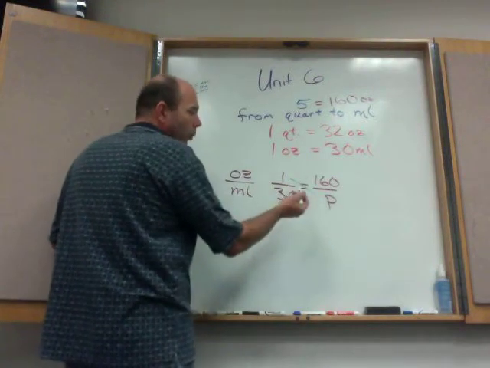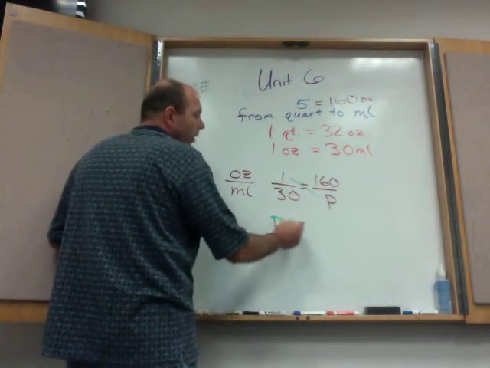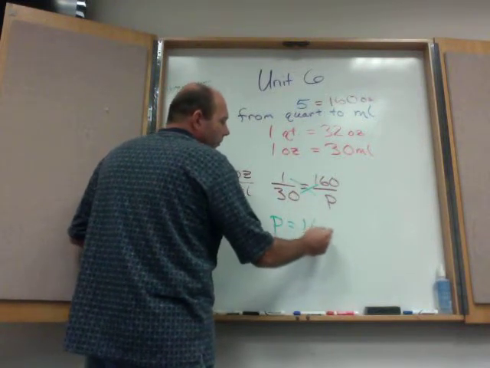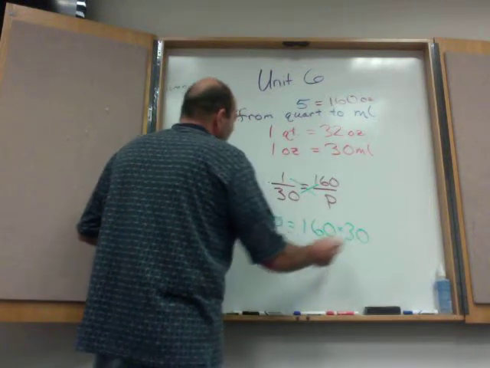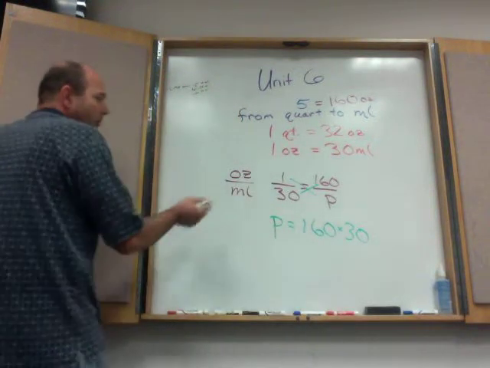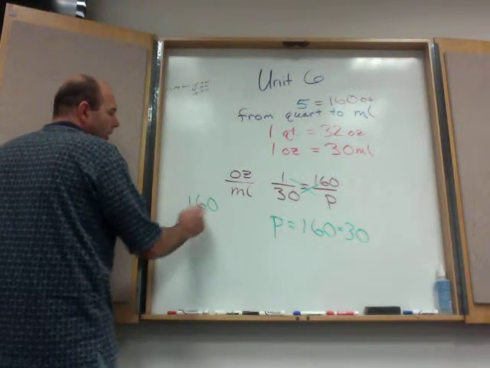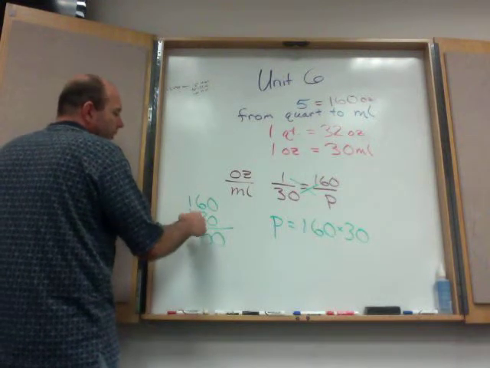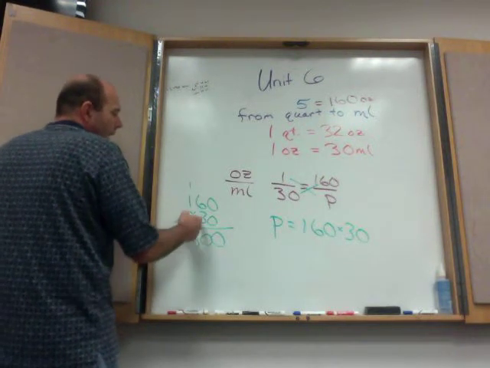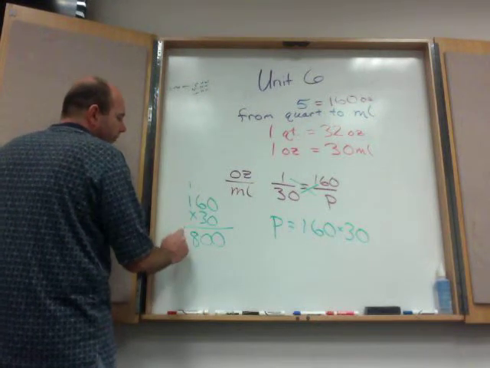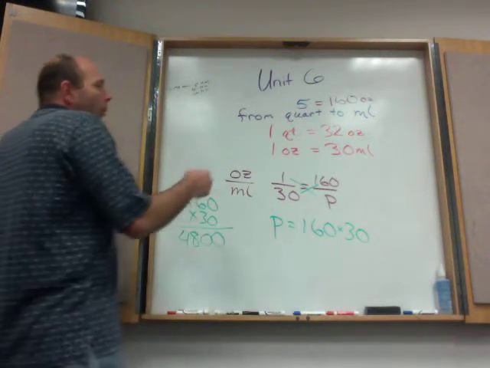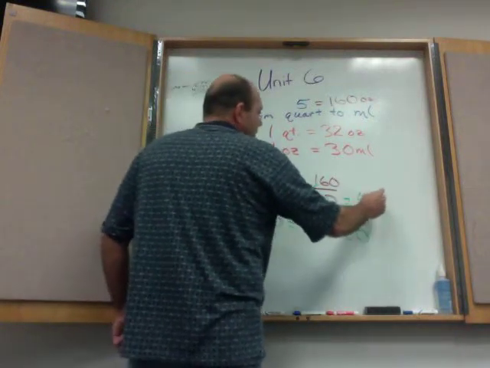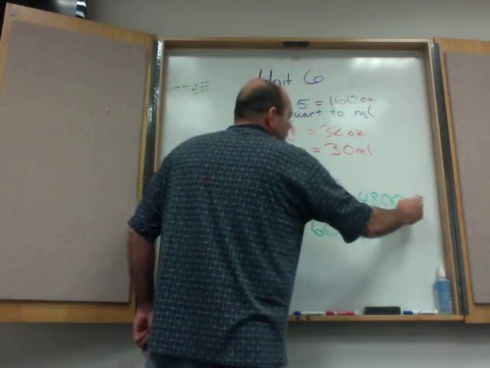So 1 times P, or 1P, is just P. 160 times 30, or 30 times 160, either way. Again, I'll do this work off to the side. Should be fairly simple. 160 times 30. I have a 0. Now 3 times 0 is 0. 3 times 6 is 18. And 3 times 1 is 3 plus 1, 4. So my 5 quarts is actually 4,800 milliliters.